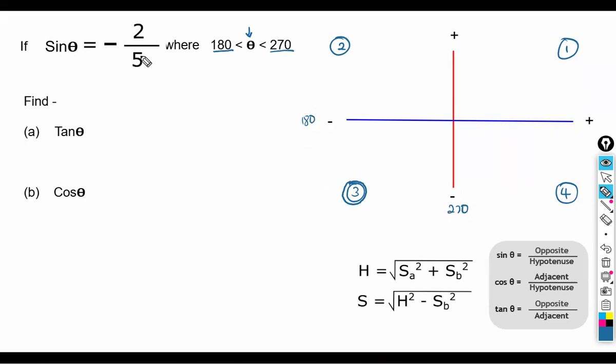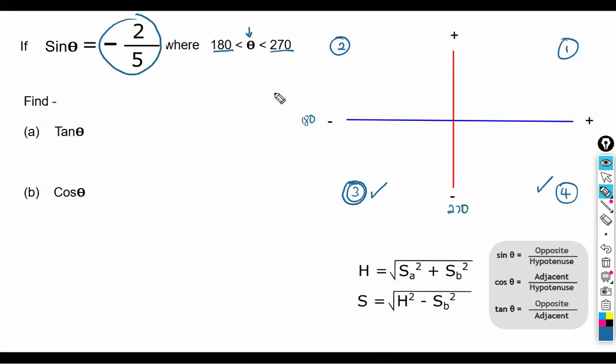Also, it makes sense because sine theta is negative. Notice they give you minus 2/5. Isn't sine negative in two regions? Sine is negative in the third region and it's negative in the fourth region. So it could never be the second or first region they were talking about. If they tell you sine theta is minus 2/5, and you know sine could only be negative in two regions, the third or the fourth, then you have two choices.